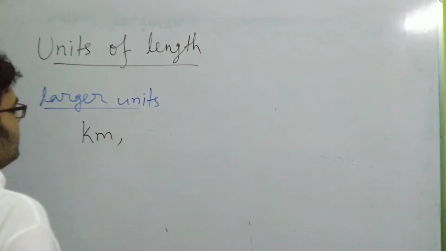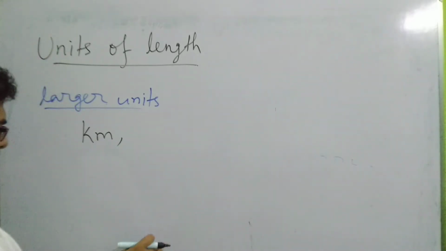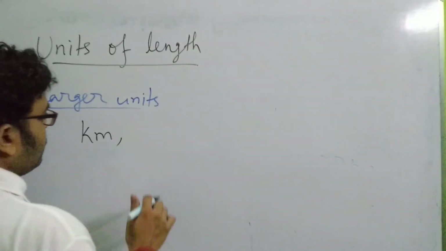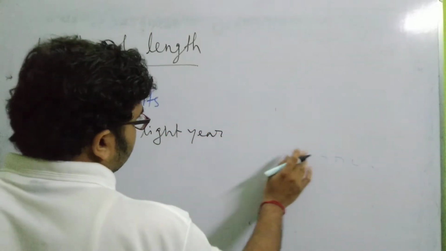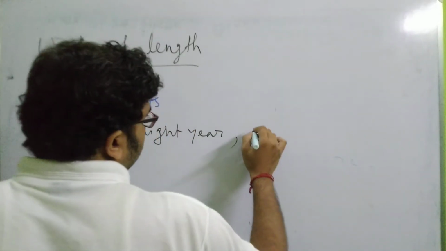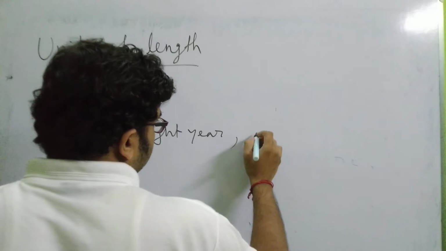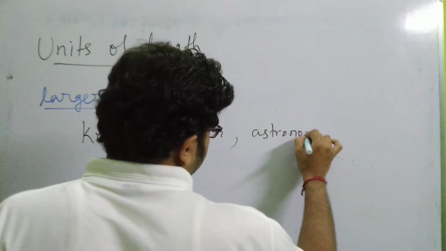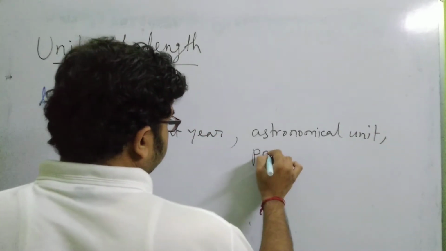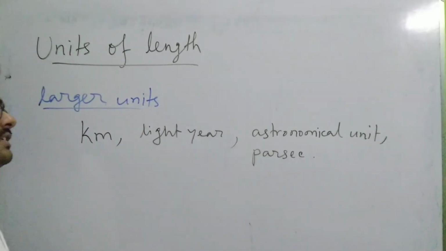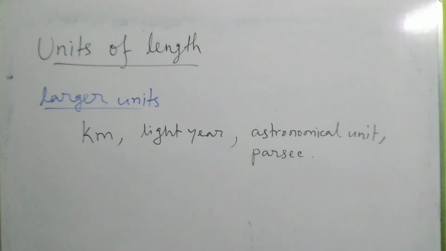Then for measuring the distance of heavenly bodies, we use light year. Then there is astronomical unit. Then there is parsec. So there are various kinds of units. There are larger units, and these are the multiples of meter. In order to state the length of larger objects, we usually use this kind of larger units.